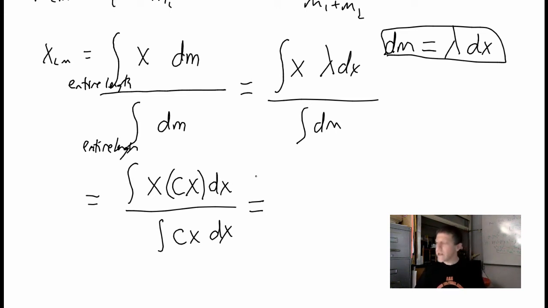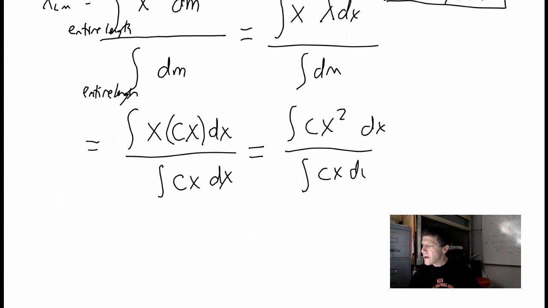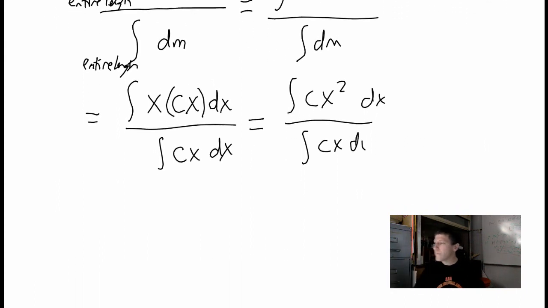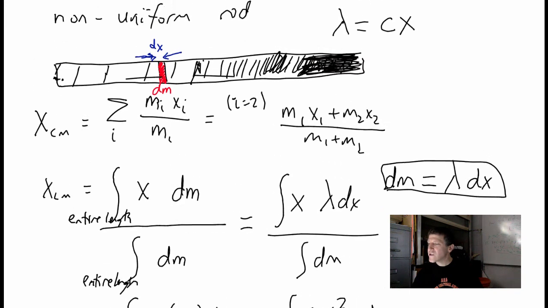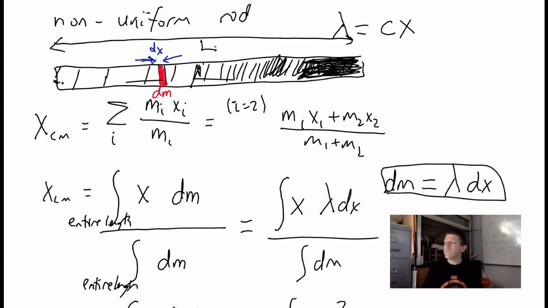Cx squared. When you integrate cx squared, let's go ahead and do that. I'll write it out so people watching on the video can check this out. It's the integral of cx squared dx over the integral of cx dx. When we integrate that, I'm going to actually add the limits in now. What do we want x to start at, and what do we want x to end at? And the one thing I forgot to do is put this on here. The length is still going to be L.